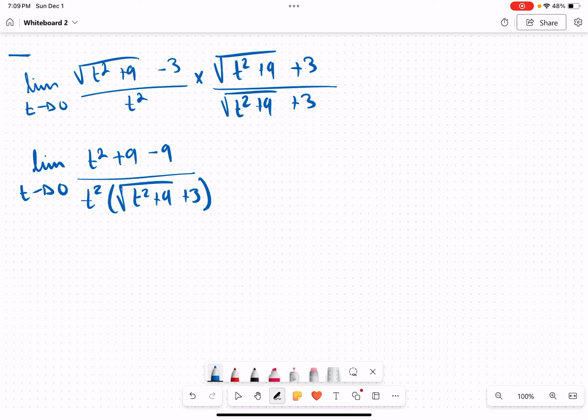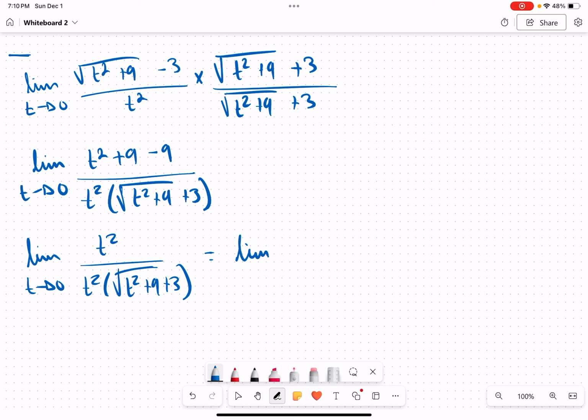But we have here, we can simplify the numerator now and be left with the limit of just t squared on top over t squared times the root of t squared plus 9 plus 3. And now we can see again, just like we had the h, these t squareds can cancel out. I cannot forget about the t approaches 0, as I always do. After they cancel out, we are left with the limit of 1 over the root of t squared plus 9 plus 3 as t approaches 0.